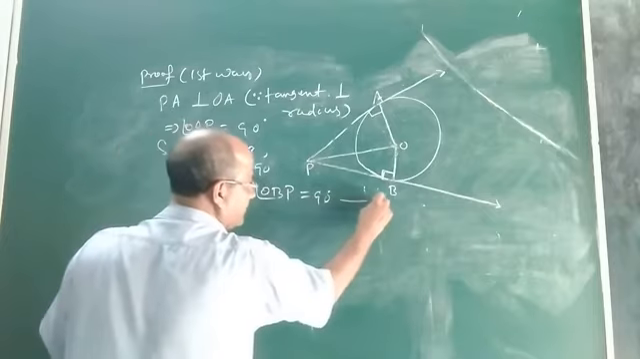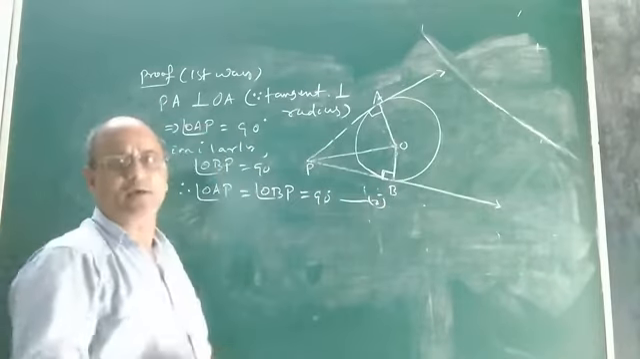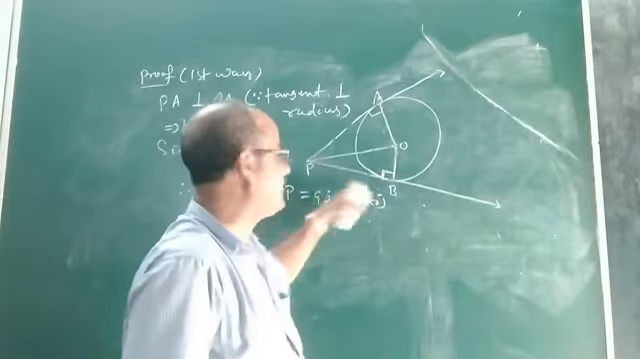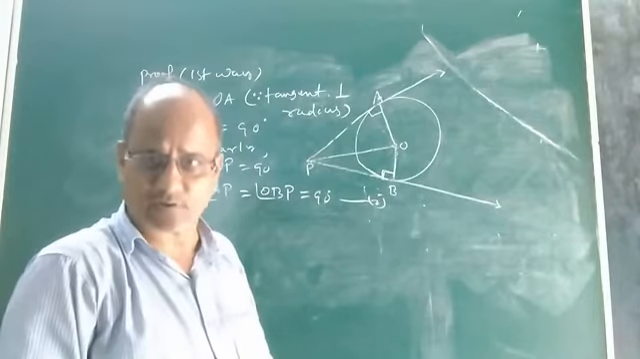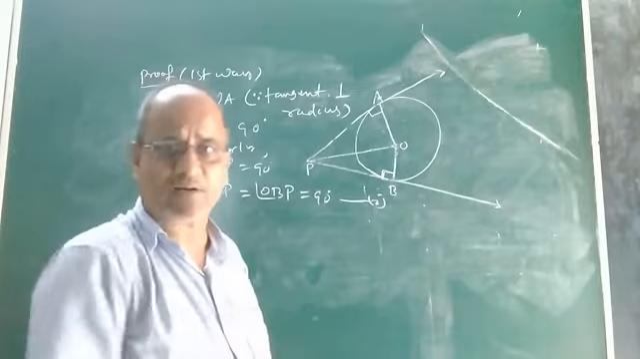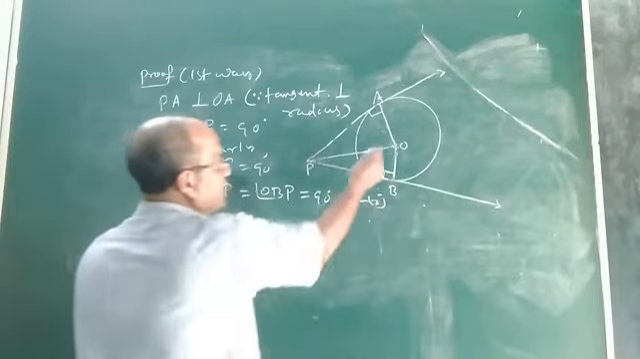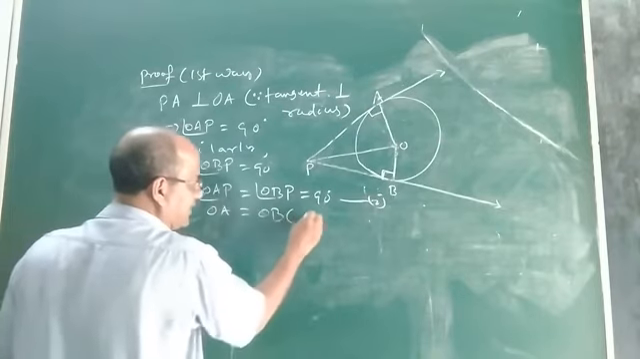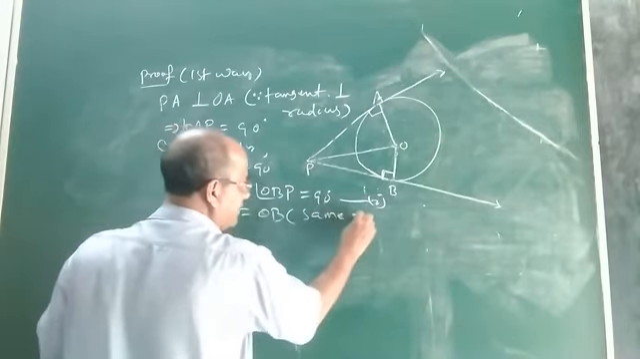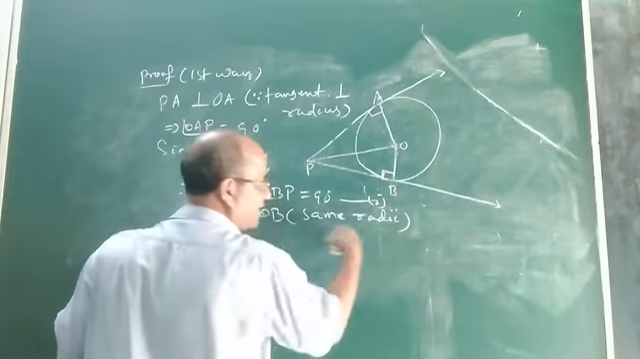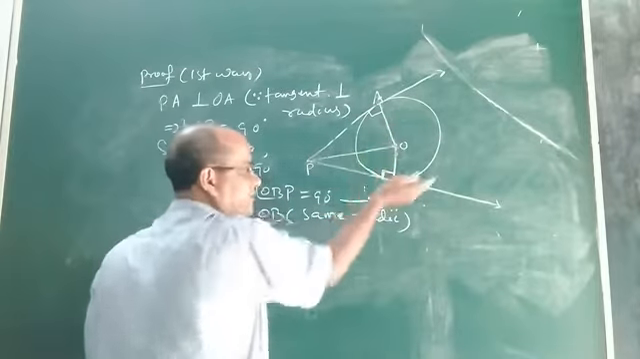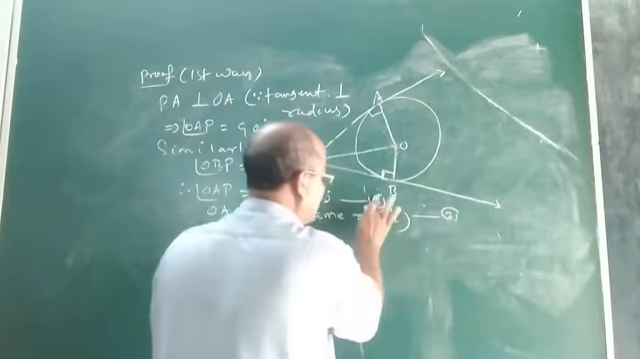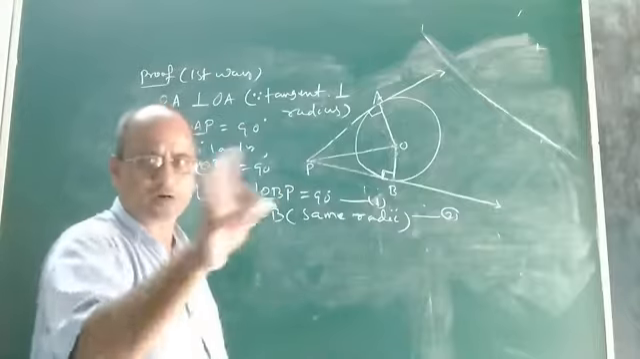So this is the first matching part. Because in order to establish the congruence of the two right triangles OAP and OBP, we require three matching parts. Otherwise we cannot claim that they are congruent. Now the second matching part will be OA equal to OB. Why? The reason is same radii. These two are the radii of the same circle, so they will be equal. So this is condition number 2.